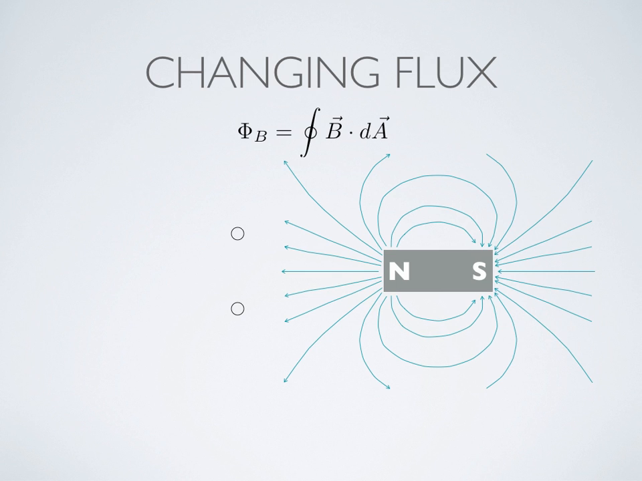So it's only while the flux is changing that I get this current flow, and the direction of it has to do with whether the flux is getting larger or smaller. Am I pushing more field into the loop, or am I pulling the field out? So let's get a little more careful about this.